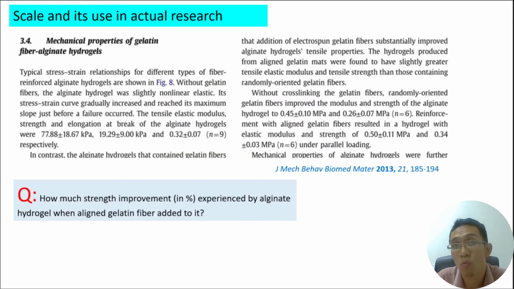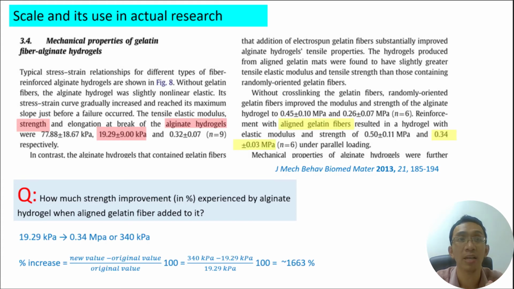From this paper, try to work out how much improvement in percent was experienced by the alginate hydrogel when the aligned gelatin fiber was added to it. So simply pinpoint the original value, the reinforced value, and then do the necessary scale conversion and find its percentage increase. So here you can see that by reinforcing the alginate gel using the aligned gelatin fiber, you increase its strength by more than 1000%. But to get this value, initially you need to convert the kilopascal to megapascal and then find the percentage. So that is why scale conversion is important.